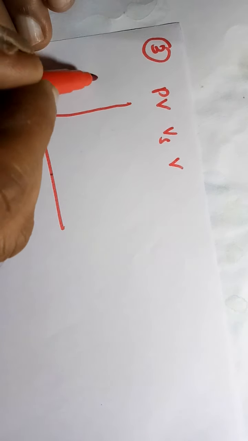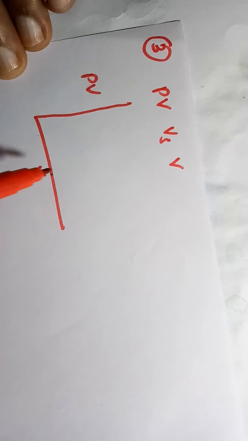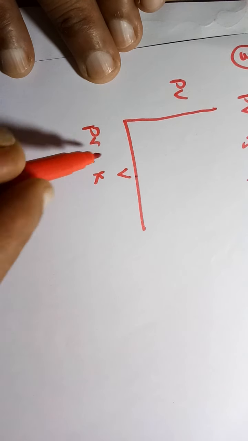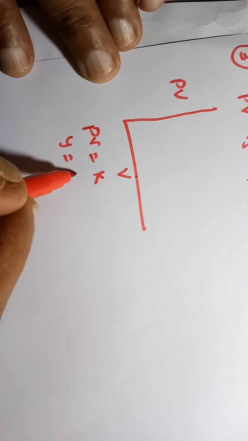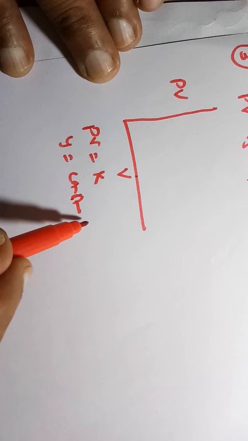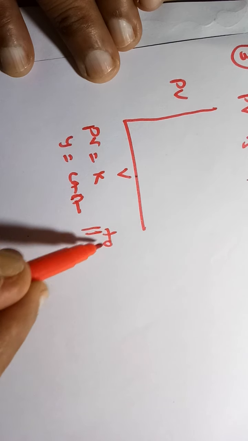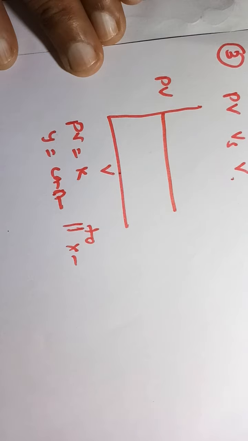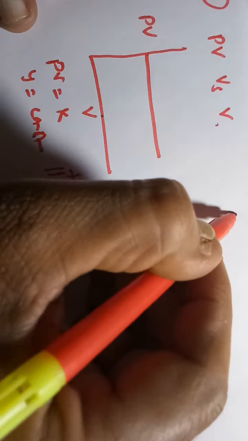Next graph, PV versus V. So I should take PV on the y axis, V on the x axis. What do we have? PV is equal to constant. So y is equal to constant. It is present parallel to the x axis, such that I will get this type of graph.